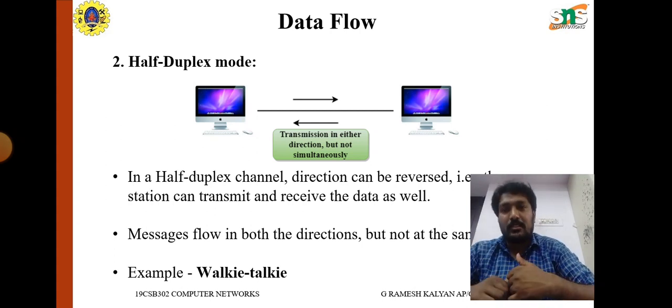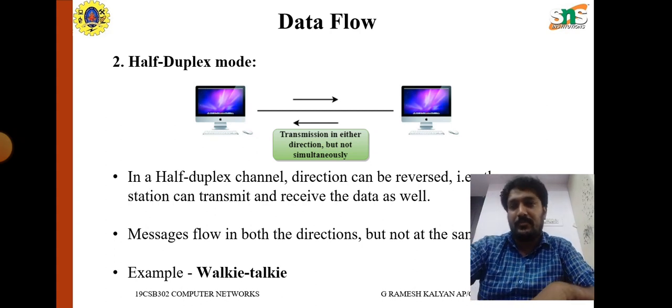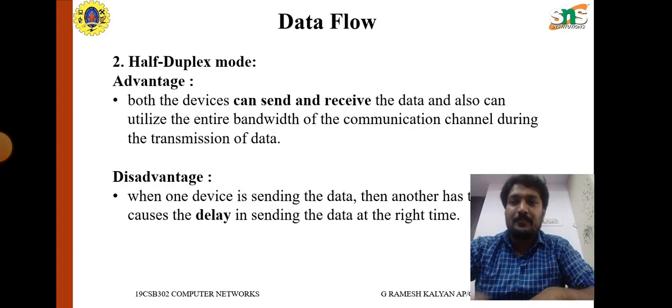A person talking at one end can talk, and the other person has to wait till this person stops. After this person stops, the other person can talk and reply to what was said. So this is the half duplex mode.